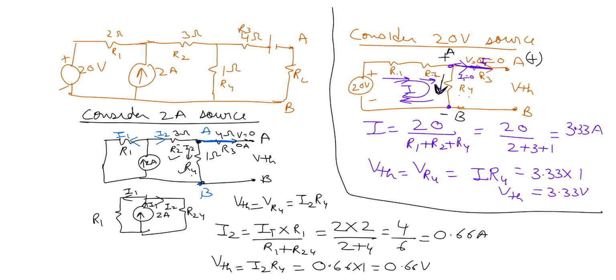Now the next step is to find the polarity. You see the direction of current. Current is going this way, so that means it's going from positive towards negative. So A is positive, B is negative. So we have solved for two sources. Now we are left with the third source. So there are three sources, so we have to consider three different cases.